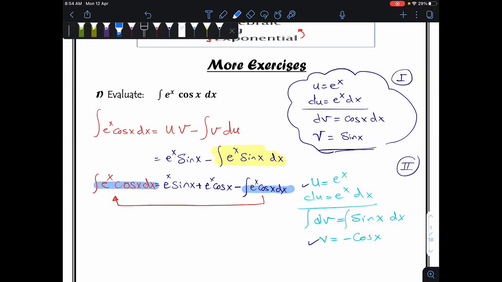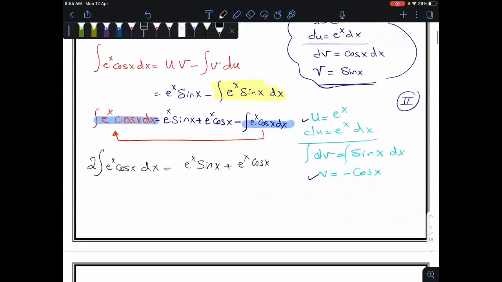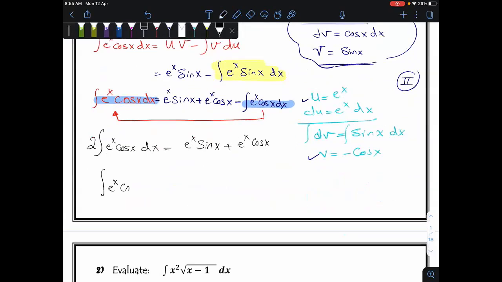So it's 2. It's now 2 times the integral of e to the power of x cosine x dx equals all this: e to the power of x sine x plus e to the power of x cosine x. And now divide by 2. The integral of e to the power of x cosine x dx equals e to the power of x sine x plus e to the power of x cosine x, over 2.